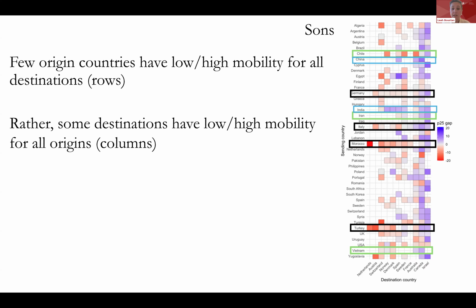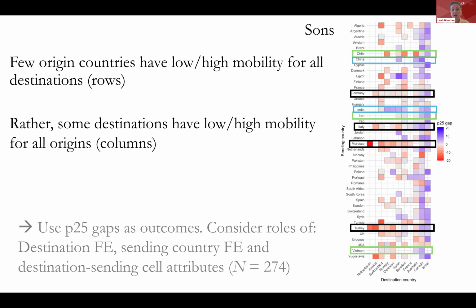This is what leads us to believe that we're in a world where destination country effects matter more than sending country effects. Now, of course, there's other elements here on the individual selection level. So it could be that the types of Moroccan immigrants that move to Canada are very different from the types that move to Austria. We don't have a lot of individual attributes in our data set because it's coming from tax records. So the first thing that we do is try to consider destination by sending country cell attributes.